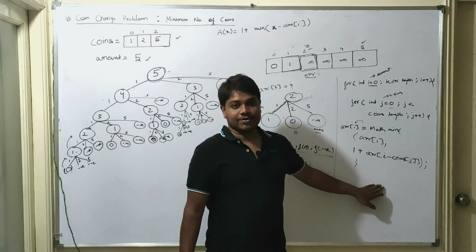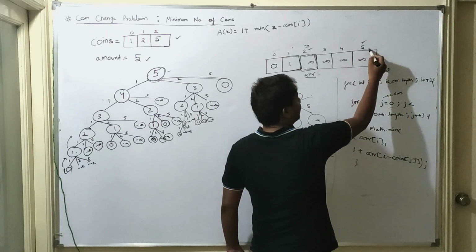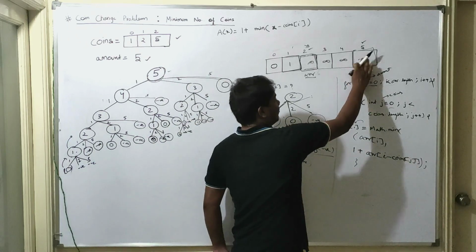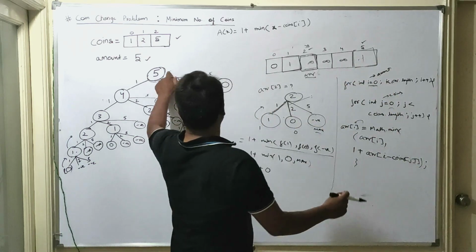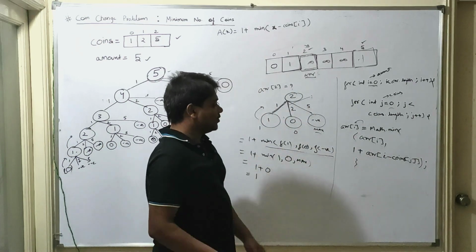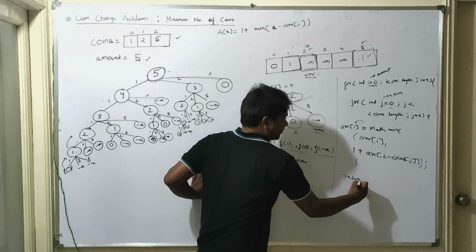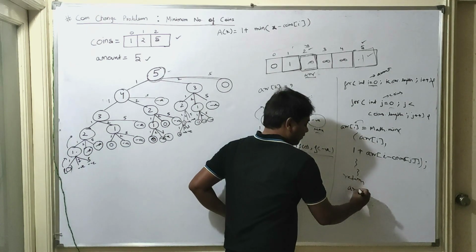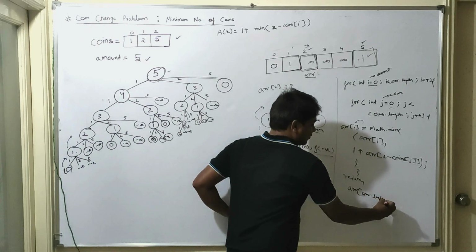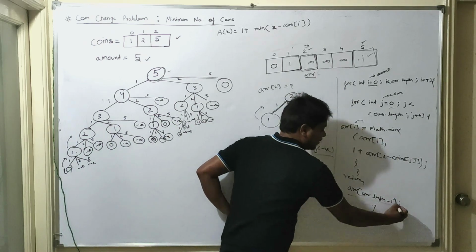And at the end of calculating all the values, we can return the value of the last index. So if the value of the last index is 1, since we are only using the 5 rupee coin to calculate the minimum coin change, we'll return this particular value. So we'll return ARR of ARR dot length minus 1. So that is what we can return.